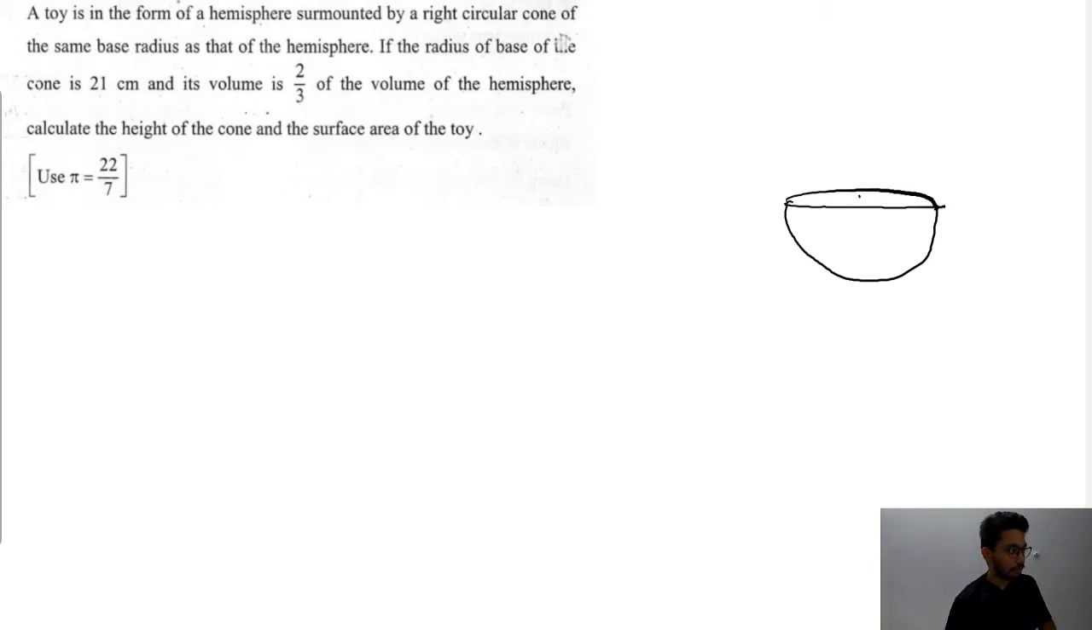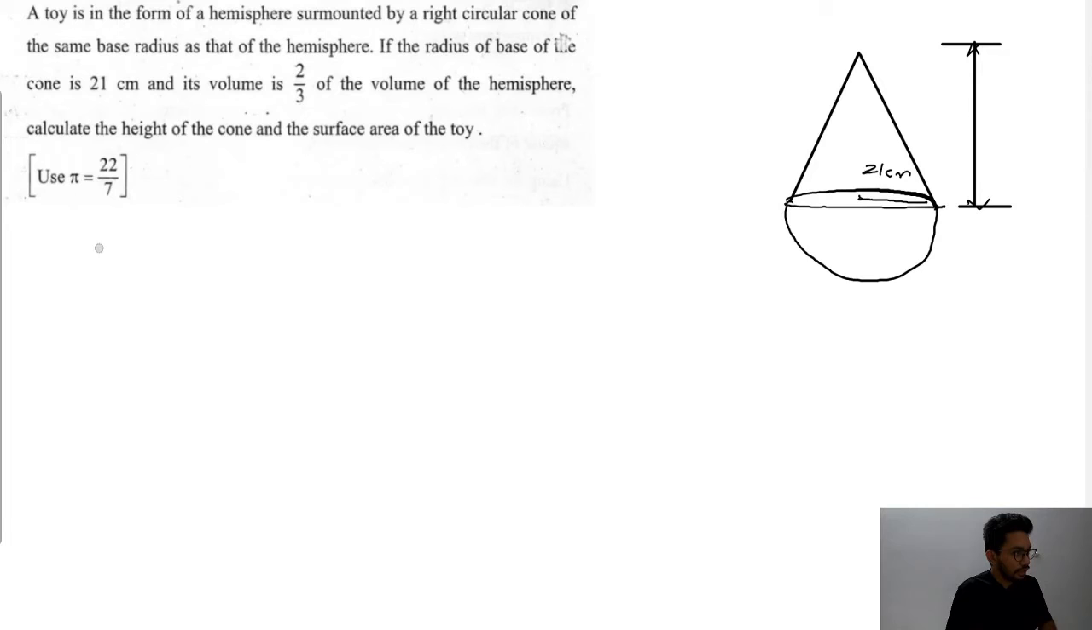So at the top we have a cone, and both of their radii are the same, which they have given as 21 centimeters. So both radii are 21 centimeters. They asked us to find the height of the cone. This is the height of the cone, and this is something that we need to find.